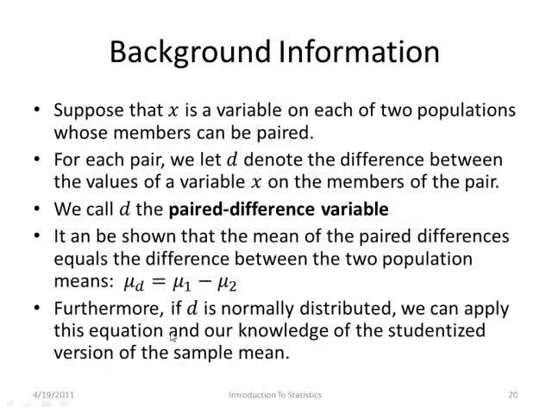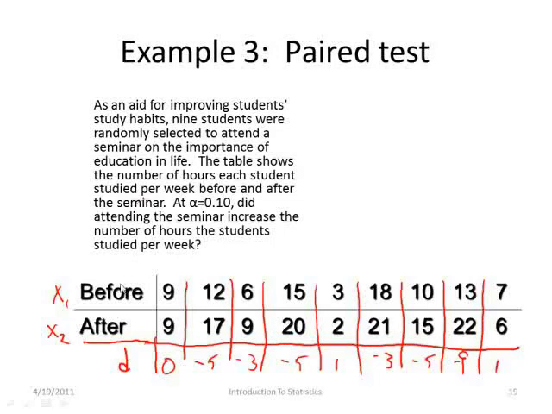So the idea is that if I could compute the mean for the before and the mean of the after, or if I knew the population means here and here, and I take the difference, that should be very close to the mean of the differences here, if I knew the distribution. Okay?